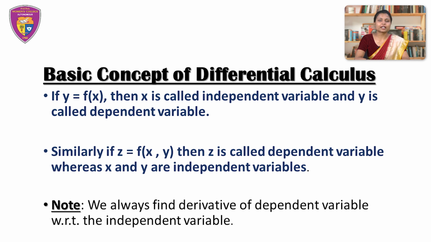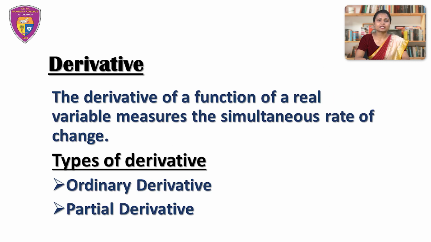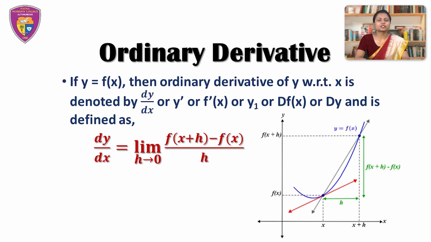We always find the derivative of the dependent variable with respect to the independent variable. In mathematics, the rate of change of a function with respect to a variable is termed as a derivative. There are mainly two types of derivative. First, ordinary derivative, and the second is partial derivative. Let us first understand ordinary derivative.